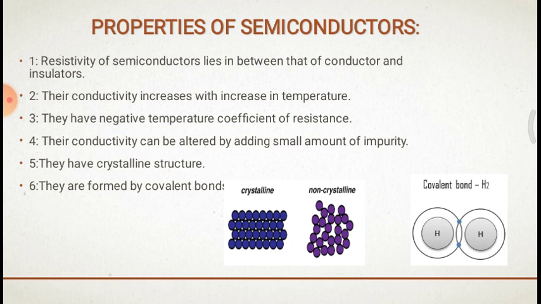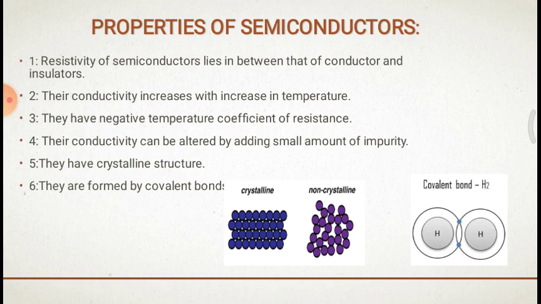Don't get confused. Resistance decreases with the increase in the temperature means negative temperature coefficient, and resistance increases with increase in the temperature means positive temperature coefficient. All the semiconductors and the insulators have a negative temperature coefficient, and the conductors have the positive temperature coefficient. In the case of semiconductor, if you add a small amount of impurity, conductivity can be changed. Impurity is nothing but any other material, which I'll discuss in the coming slides. Then the conductivity also increases.